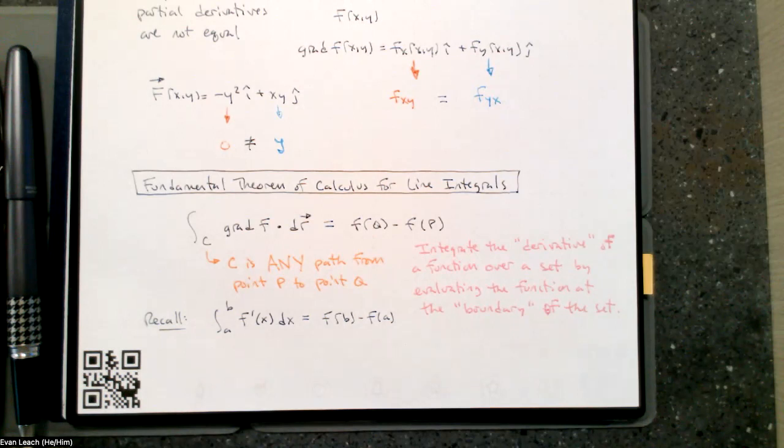We're going to integrate a derivative by evaluating the function at the boundary. So in our original fundamental theorem of calculus, f prime is the derivative, f is the function. The set is the interval from a to b. The boundary of that set are the endpoints a and b.